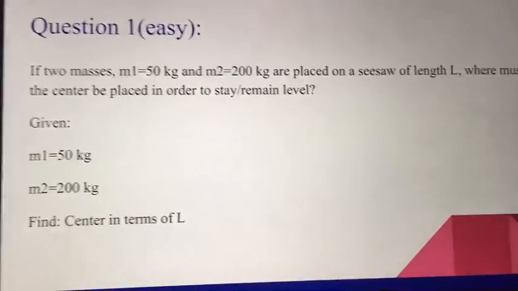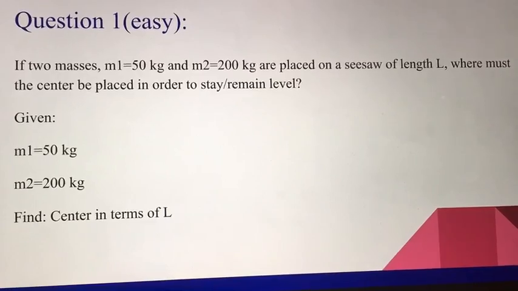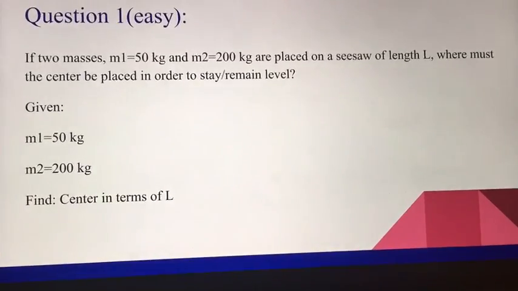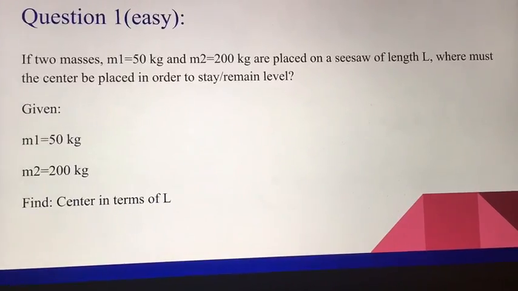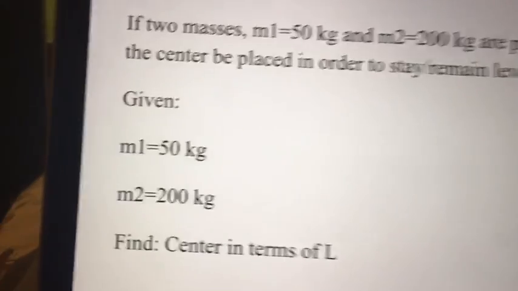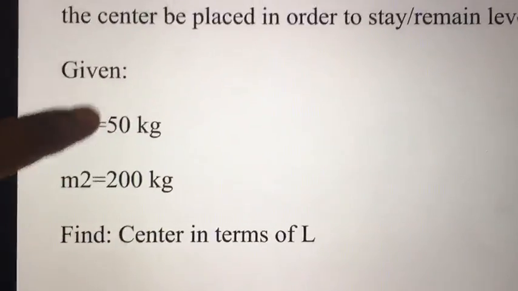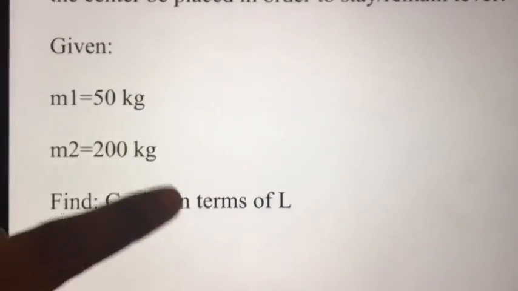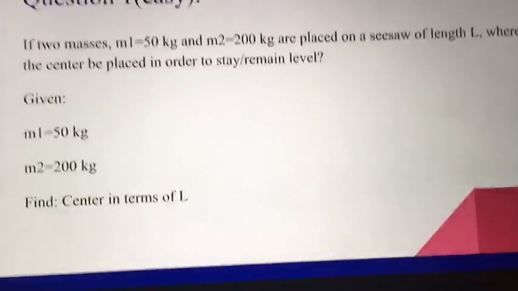So one easy question: if two masses, m1 equals 50 kg and m2 equals 200 kg, are placed on a seesaw of length L, where must the center be placed in order to remain level? So these are the givens. You have one mass of 50 kg, one mass of 200 kg, and you're trying to find a center in terms of L.